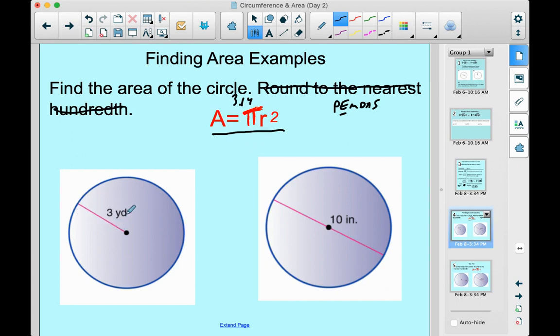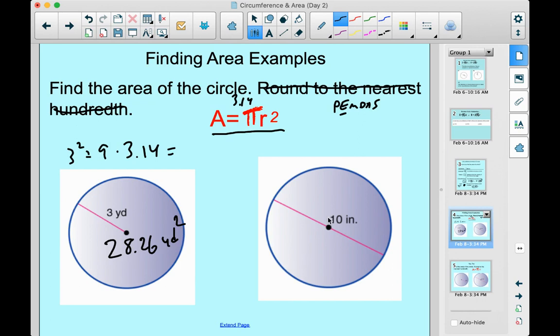Radius in this case is 3. I'm just going to square 3. So 3 squared means 3 times 3, which is 9. And I'm going to take that 9 and I'm going to multiply it by pi, by which I'm using 3.14. So 9 times 3.14 gives me 28.26. It was supposed to measure in yards, so the area is in yards squared. Okay, now I always have to have a squared unit whenever we're dealing with area.